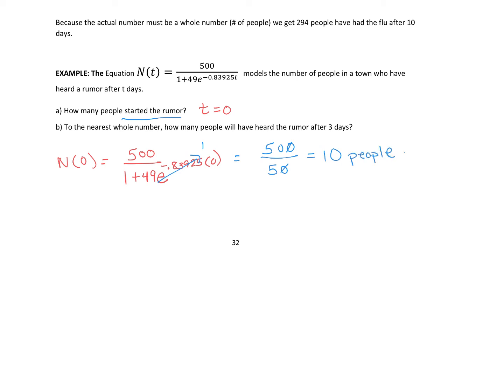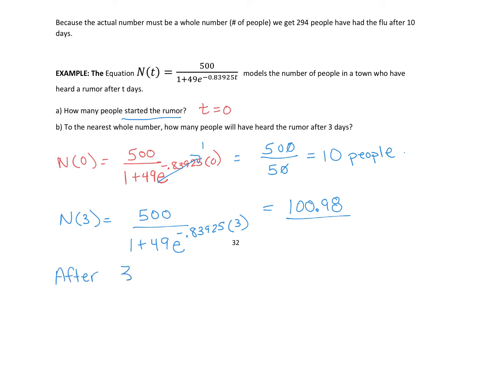To the nearest whole number, how many people will have heard the rumor after 3 days? Well, that would be n of 3, which is 500 over 1 plus 49 e to the negative 0.83925 times 3, and then we'll use our calculator, and I got 100.98, and because it has to be a whole person, we're going to say after 3 days 101 people have heard the rumor.